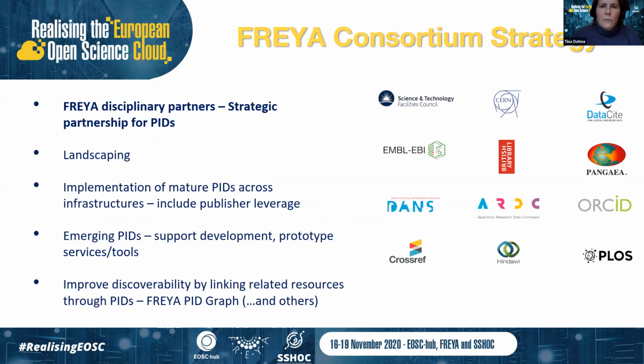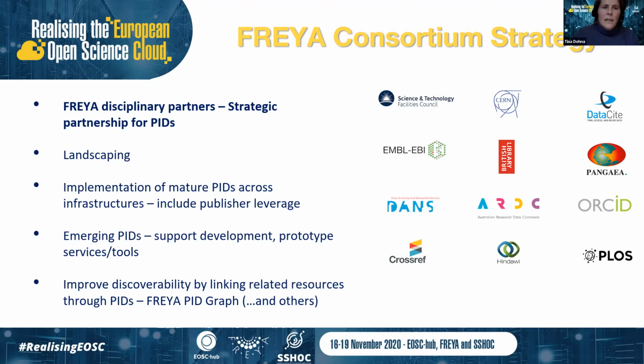So the FREYA consortium strategy is something that Artemis already touched on a little bit. When you look at the consortium partners, you can see that we've tried to assemble data publishers, research institutes, and PID providers all in one consortium, so that we could follow through the whole cycle of a PID coming into its own right. That was the strategic partnership around these PIDs, which I think to many degrees has worked very well.